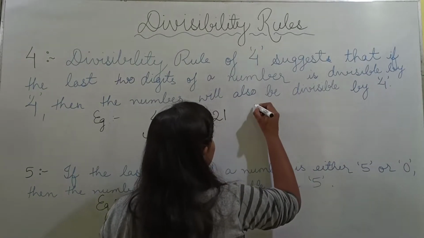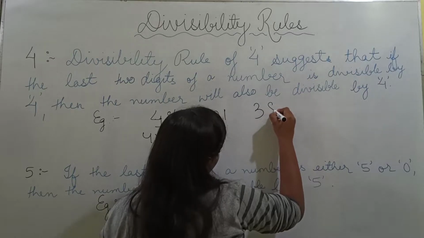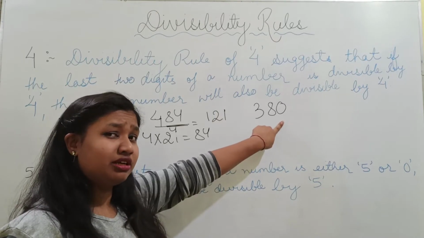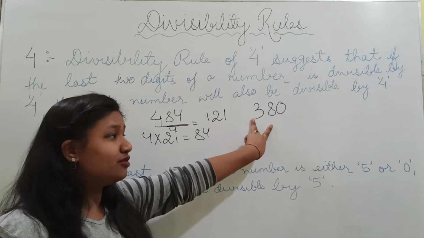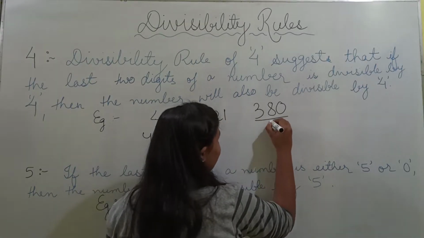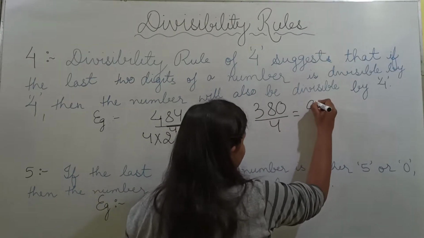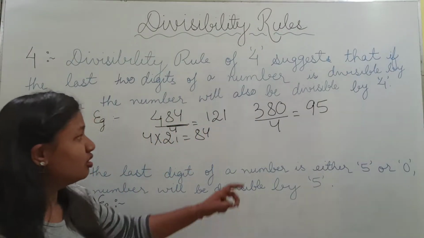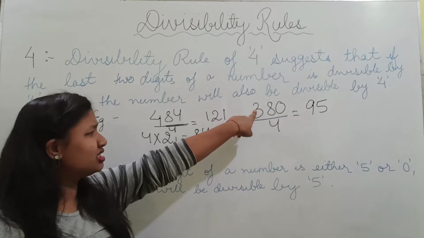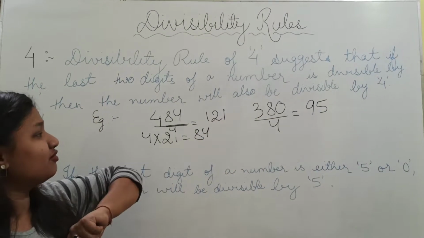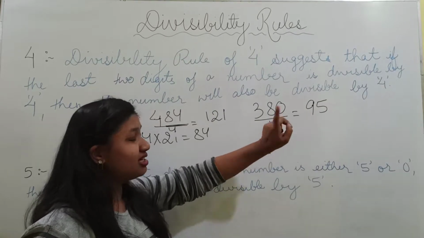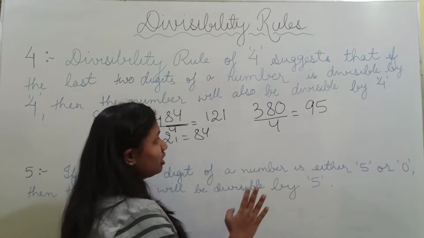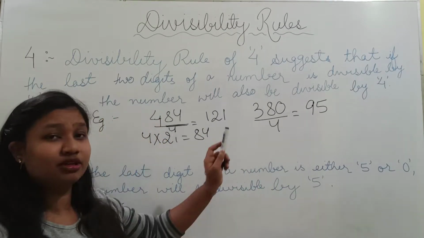Say the number is 380. Here the last two digits are divisible by 4, so this number must also be divisible by 4. Now, on dividing by 4, we see that 4 9s are 36, 2 gets carried, and then 4 5s are 20. So, the digit 3 shows that it may not be divisible by 4. But since we can see 80 is definitely divisible by 4 as 4 twenties are 80.